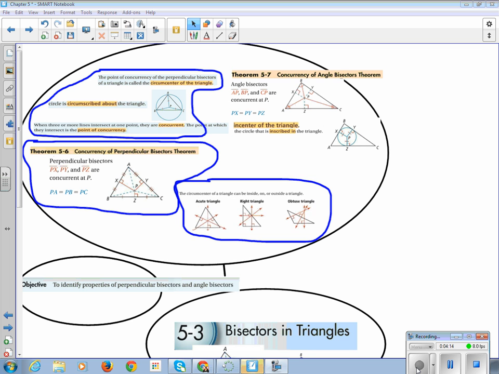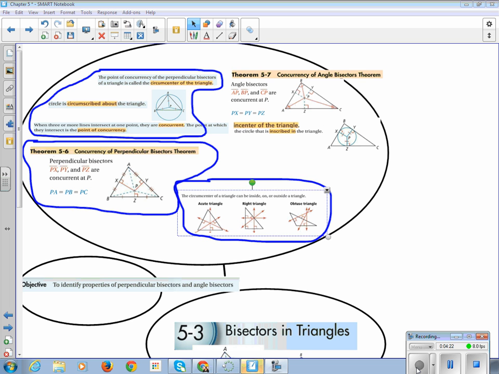If you look at the different circumcenters, if you have an acute triangle, it's going to be in the center. If you have a right triangle, it's going to be on the hypotenuse. And if you have an obtuse triangle, your circumcenter is going to be outside your triangle.